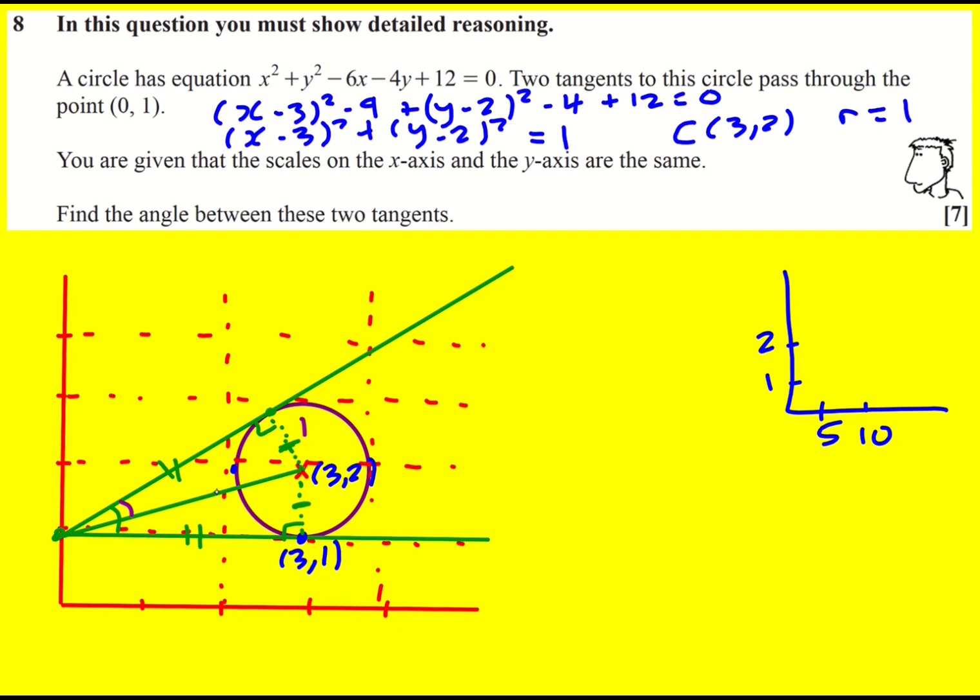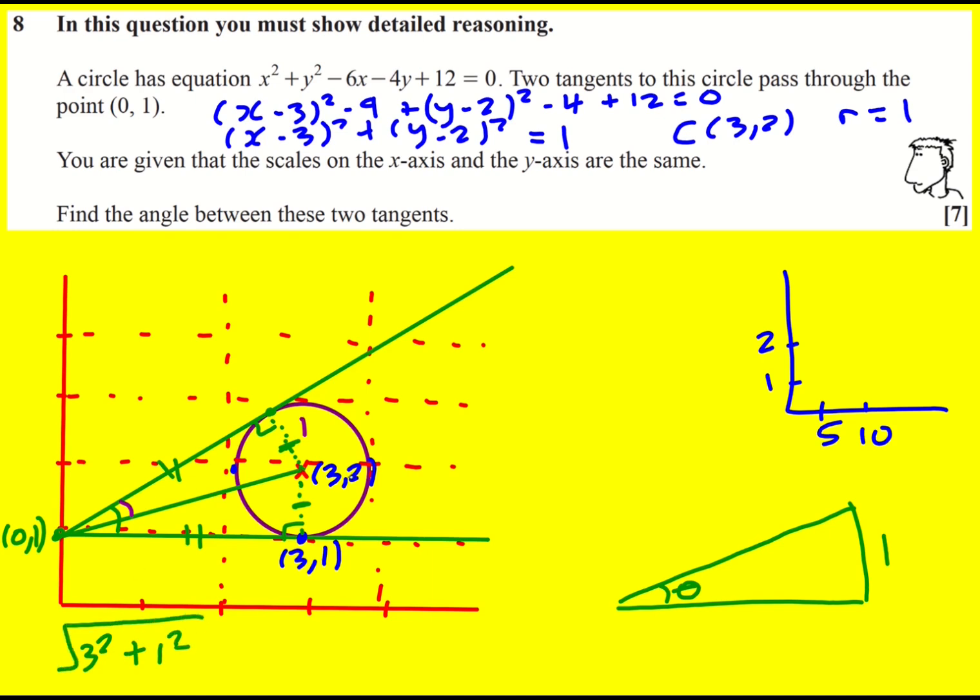So this length is 1. Remember, I've got (0, 1) here, so I can work out the green length. And in fact, let me take the bottom triangle and I'll just sketch it out over here. So 1, this is my angle theta that I'm trying to find. We're going to then double it. And the hypotenuse is going to be the square root of 3² + 1². Because the difference between 0 and 3 is 3, the difference between 1 and 2 is 1. It's going to be root 10. So the longest side here is going to be root 10.